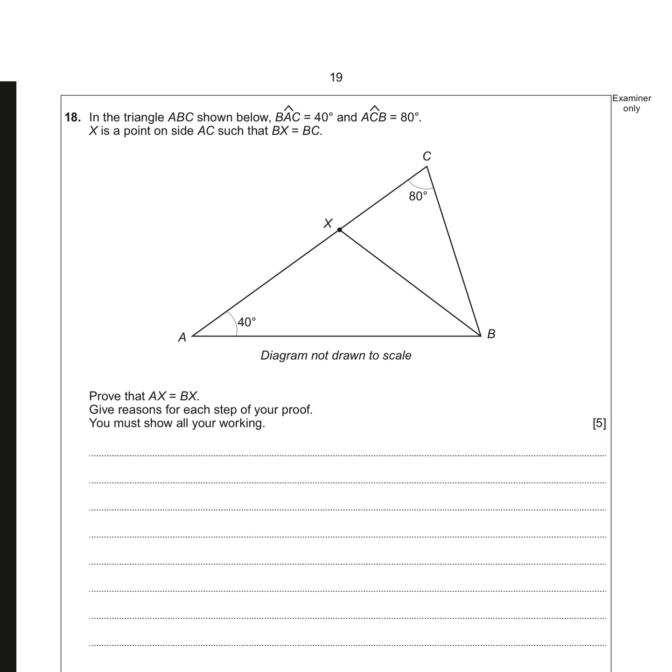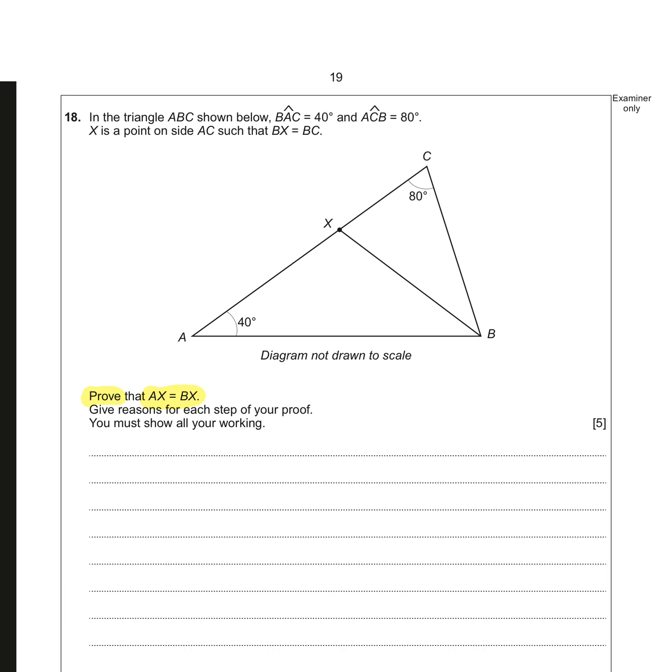Question 18. Question 18 is a proof question. These can be quite tricky. You need to prove step by step everything that you know so that you can find enough information that without a shadow of a doubt AX equals BX.